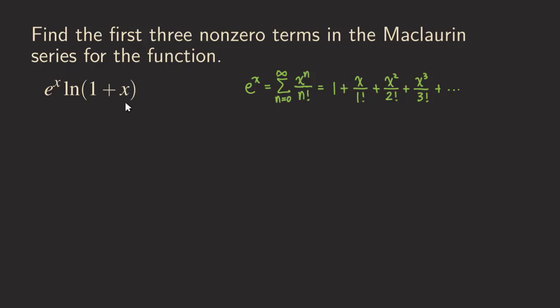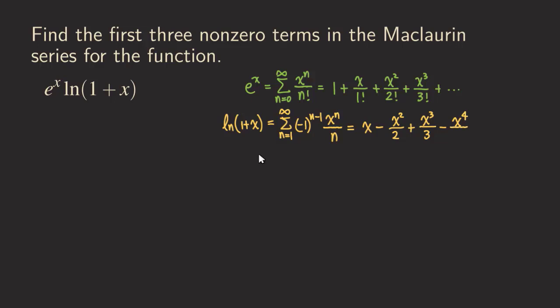And then the other one is the ln of 1 plus x. We can also recall the series for that. ln of 1 plus x, we can write as the series from n equals 1, and there is an alternating factor, negative 1 to the n minus 1, and then x to the n over n. Then we get x minus x squared over 2 plus x cubed over 3 minus x to the 4th over 4, and then just keep adding. Now we have written down those two Maclaurin series.